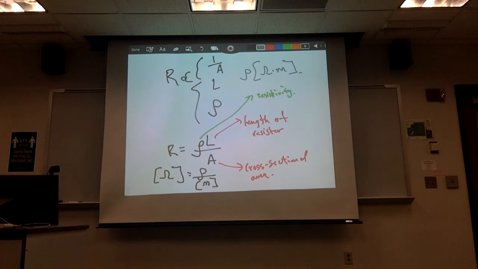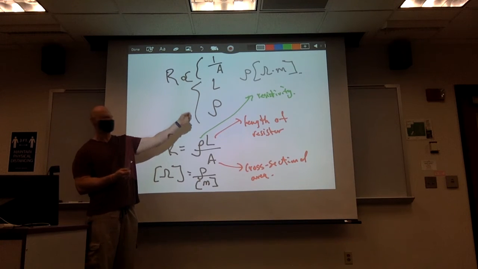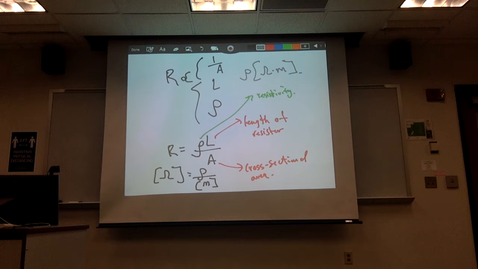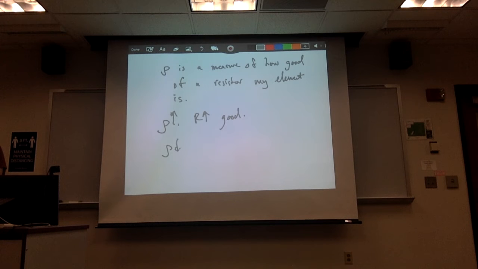So in a way, resistivity is kind of like a density, but what resistivity actually tells me is how good of a resistor my object is. If I have a resistor, the higher the resistivity is, the bigger the amount of resistance this thing has. It's a better resistor. So here, this says that rho is a measure of how good of a resistor my element is. In this case, if we have a high resistivity, this gives me a high resistance, which means it's a good resistor. If this thing has a small resistivity, that means it has a small resistance, which means it's a bad resistor.